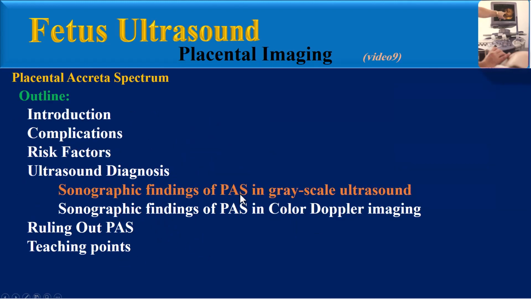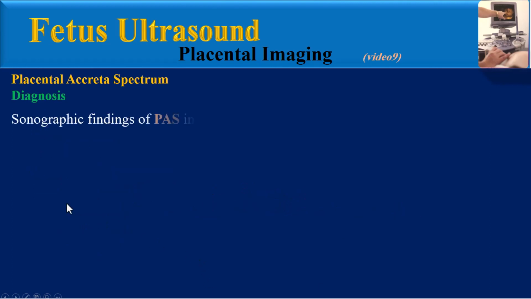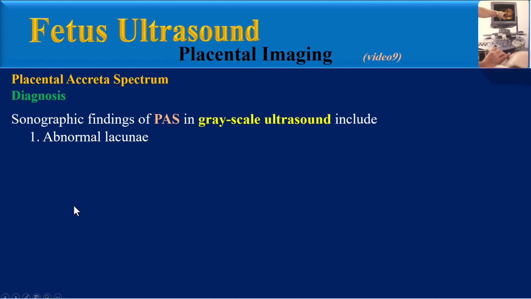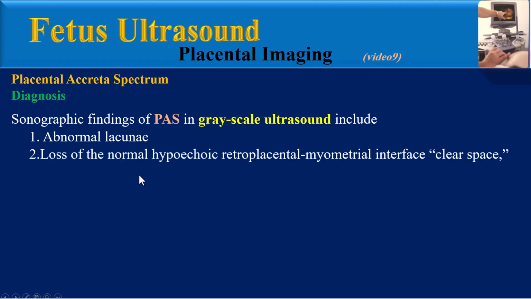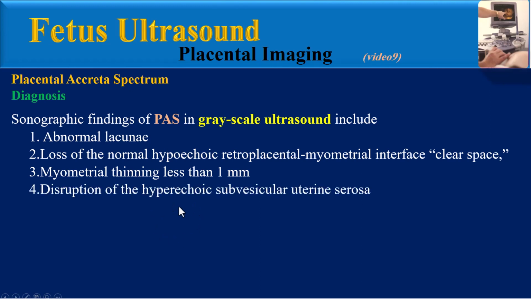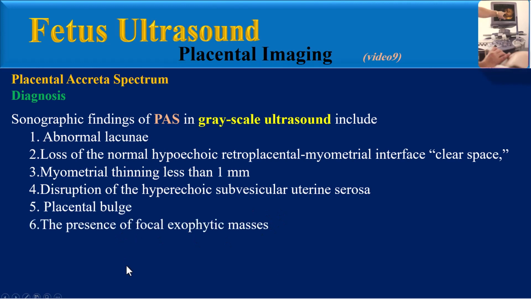Sonographic findings of placenta accreta in grayscale ultrasound. These findings include abnormal lacunae, loss of normal hypoechoic retroplacental myometrial interface or clear space, myometrial thinning less than 1 mm, disruption of the hyperechoic subvesical uterine serosa, placental bulge, and the presence of focal exophytic masses.